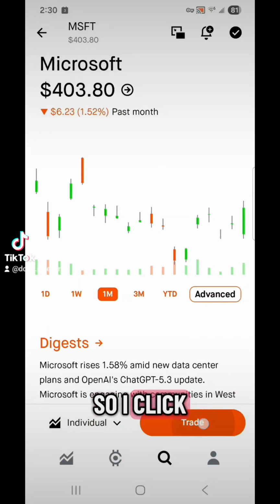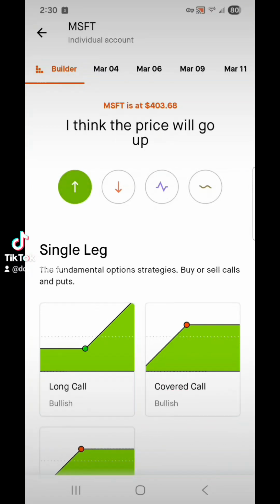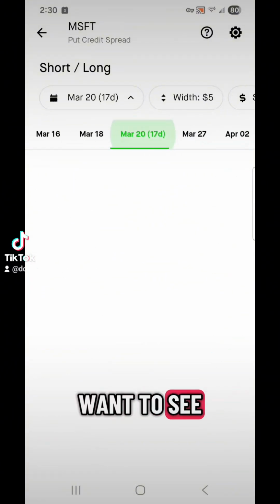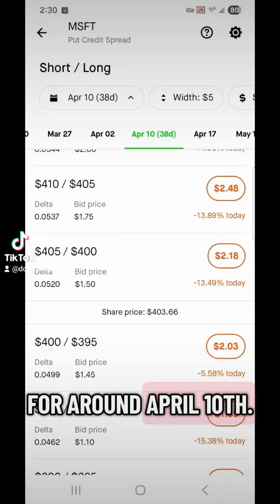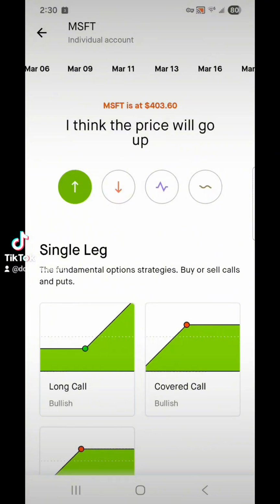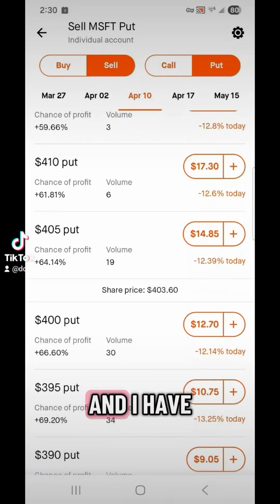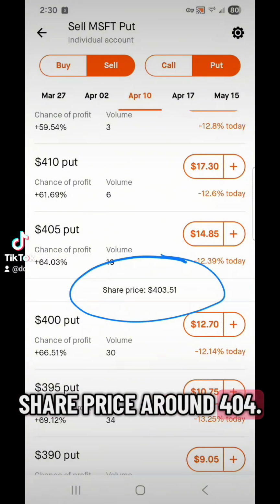So I click trade options, and then I like to go 40 days out. So I just want to see what that would be real quick. Okay, so I want to aim for around April 10th. So go back. So keep that in mind, April 10th. And I'll click on that again, April 10th. And I have the settings to sell and put up here at the top. Right here in the middle, current share price around 404.